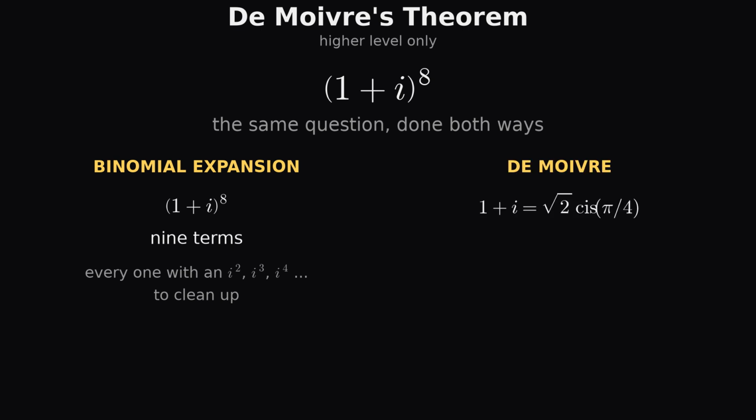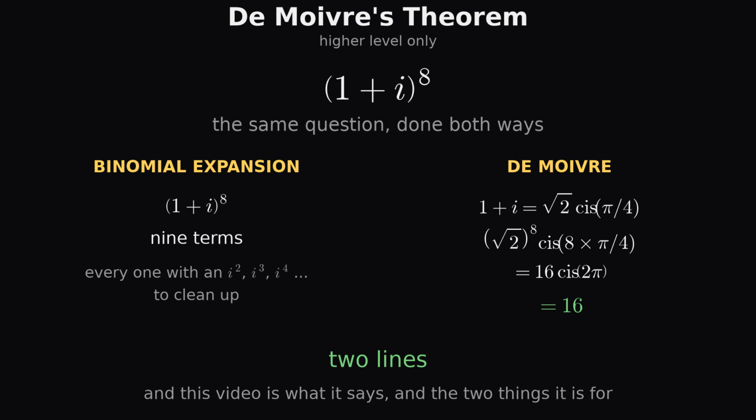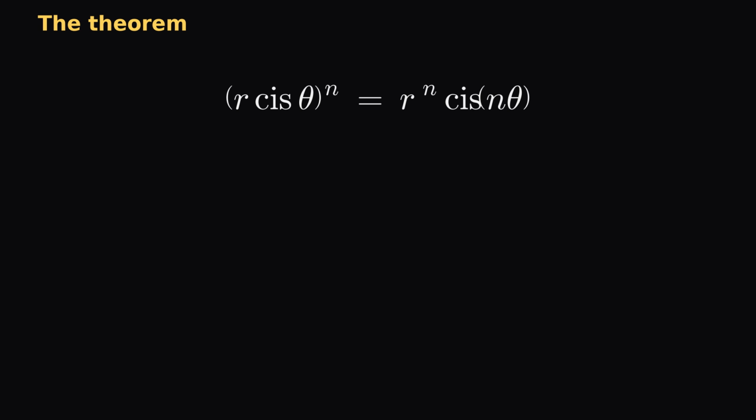On the right, de Moivre. 1 + i is √2 cis π/4. Raise √2 to the 8th, that's 16. Multiply π/4 by 8, that's 2π. 16 cis 2π. And a full turn brings you back to where you started, so that is just 16. 2 lines. That's de Moivre's theorem, and this video is what it says, and the 2 things it is really for.